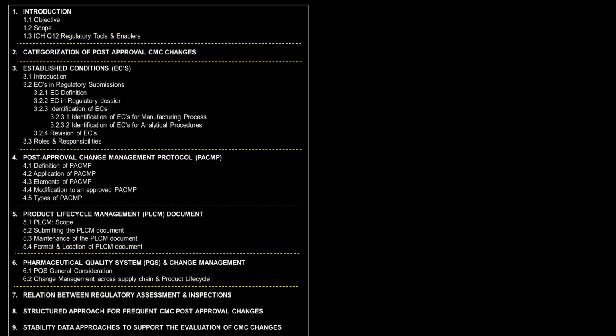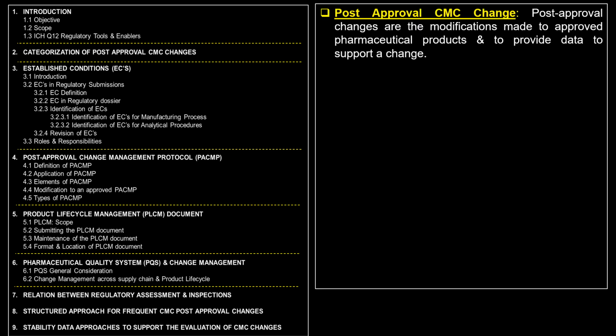Seventh, relationship between the regulatory assessment and inspections. Eighth, structured approach for frequent CMC post-approval changes. And ninth is stability data approaches to support the evaluation of CMC changes. So first we'll look into some important aspects. What is post-approval CMC change?